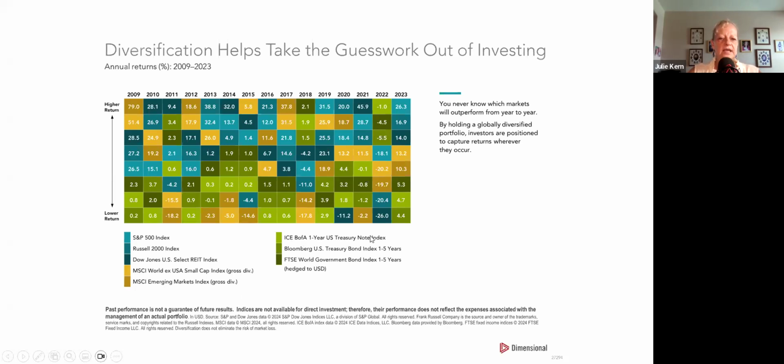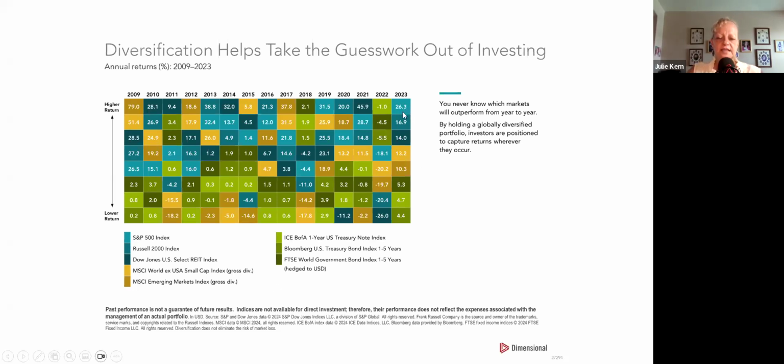So at the bottom is the key, but basically the blue shades are the US stock indexes, either large or small, or the dark blue is real estate. And then the two colors that are like gold, brown, whatever, those are your international. And then the three shades of green are different types of bonds, 1 year treasury, 1 to 5, and then the government bond index, 1 to 5 years.